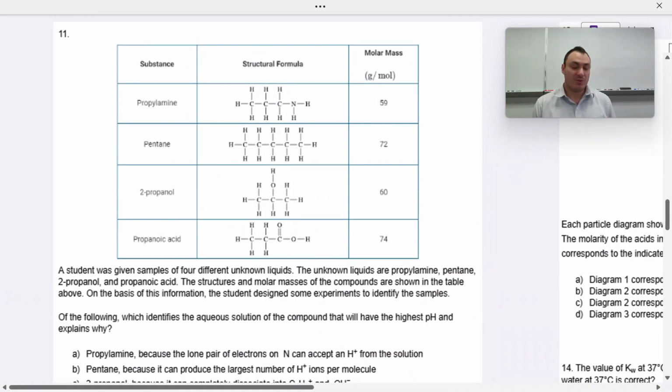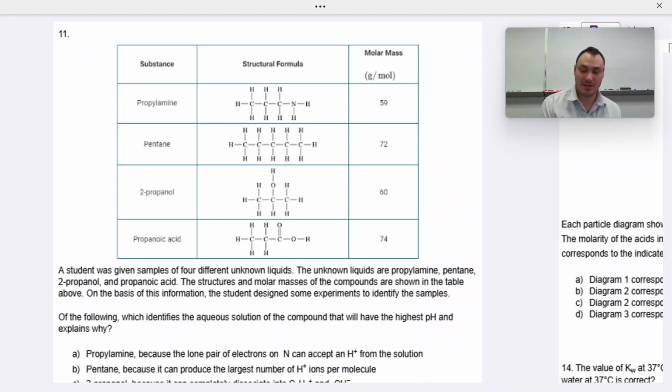All right, 11. A student was given samples of 4 different unknown liquids. The unknown liquids are, say these names, propylamine, pentane, 2-propanol, and propanoic acid. The structures and molar masses of the compounds are shown in the table above. On the basis of this information, the student designed some experiments to identify the samples. Of the following, which identifies the aqueous solution of the compound that will have the highest pH?